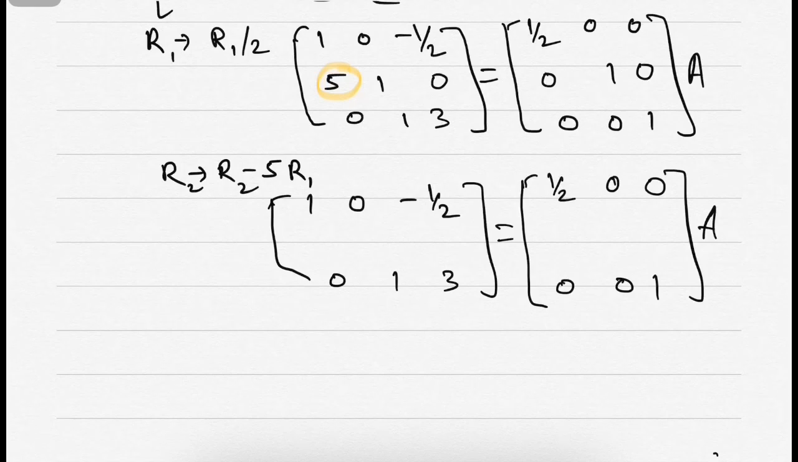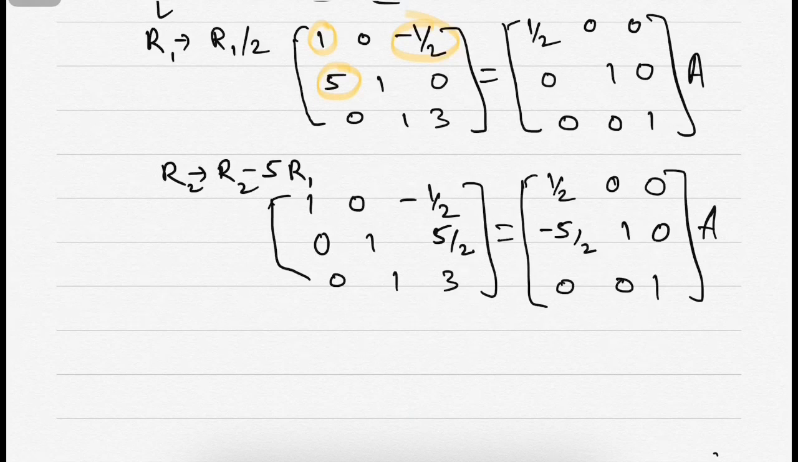Second row: 5 minus 5 times 1 is equal to 0. 1 minus 5 times 0 is 1. 0 minus 5 times minus 1 by 2 is plus 5 by 2. On the right side we'll have 5 minus 5 by 2, 1 and 0.